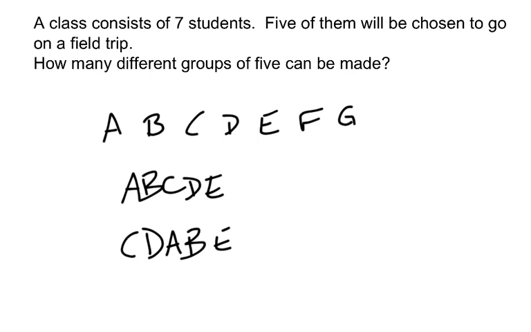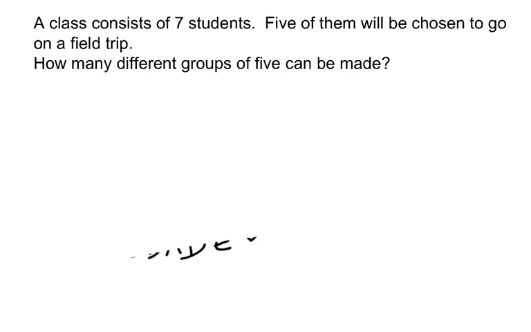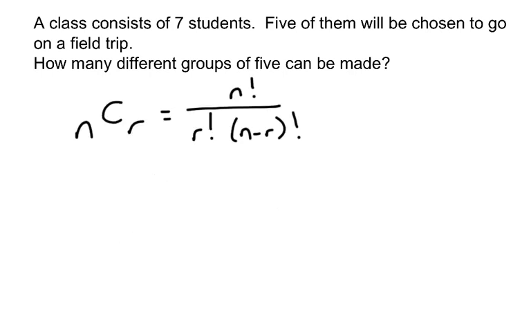You're either going on the trip or you're not. The order that you're chosen in doesn't matter. This group going on the field trip and this group going on the field trip are exactly the same. The order makes no difference. Not the same as taking a photograph. Now you're either going on the trip or you're not. The order in which you're chosen has no bearing whatsoever. So here, the order doesn't matter, and we have a combination. So we're going to use the combination formula to solve this problem.